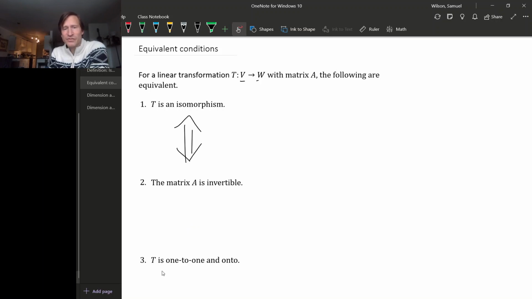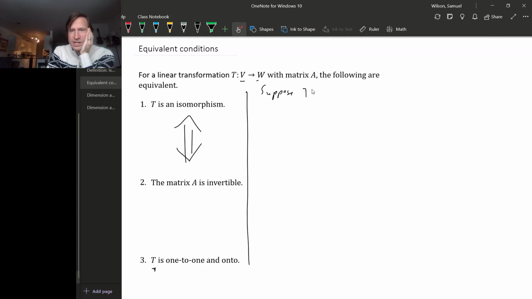Showing that having an isomorphism is equivalent to your transformation being one-to-one and onto is actually a little bit tricky. So let's suppose we have an isomorphism. Let's show that it's one-to-one. So suppose T is an isomorphism. We need to show that it's one-to-one and onto. So if T of V equals T of W, remember, what we want to show in this case is that V is equal to W. That will mean that T is one-to-one.